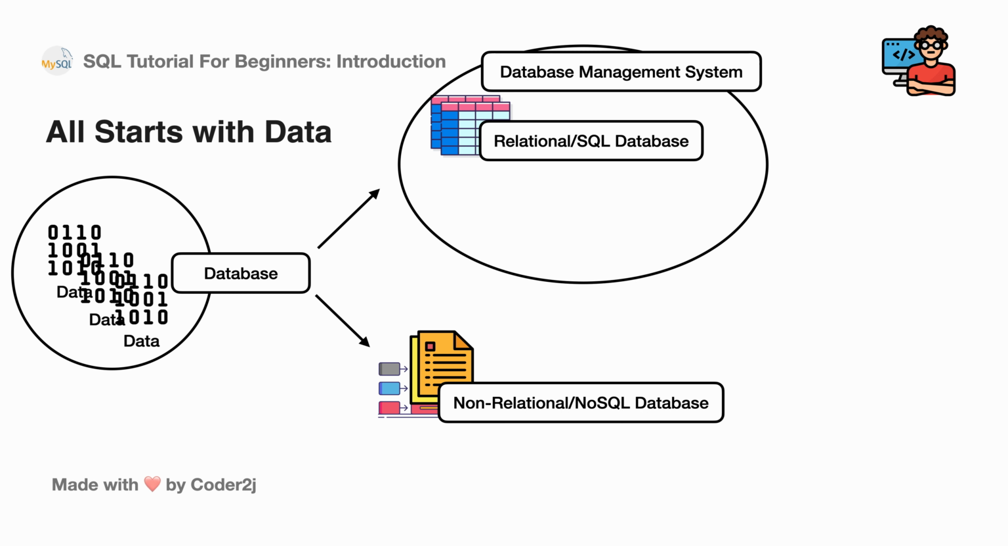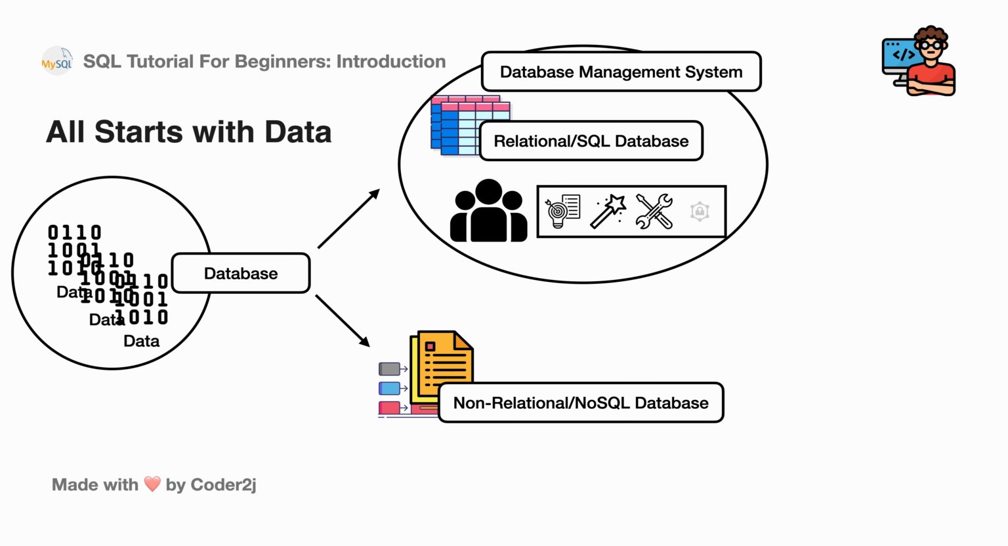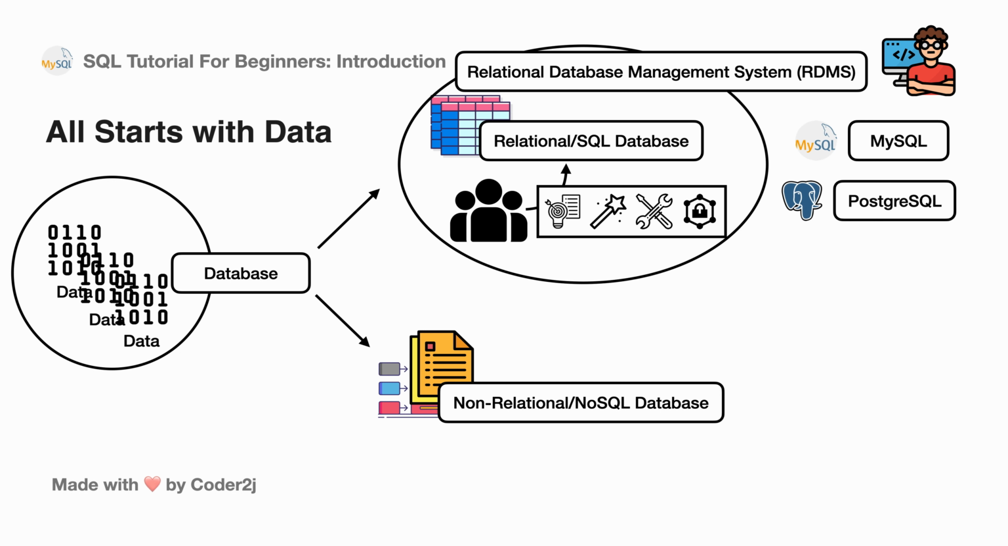The software system that enables users to define, create, maintain, and control access to the database is defined as the Database Management System, shortened as the DBMS. The Database Management System for relational or SQL databases is called Relational Database Management System, shortened as RDBMS. For example, MySQL, PostgreSQL, and Microsoft SQL Server are the most common and widely used relational database management systems.